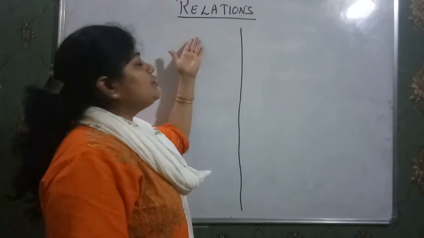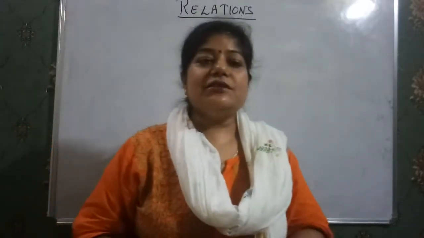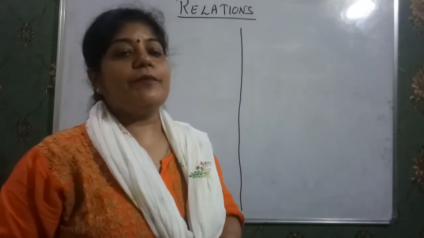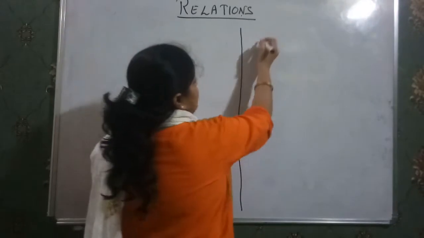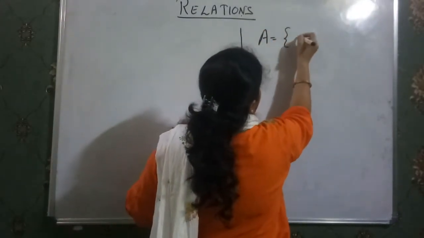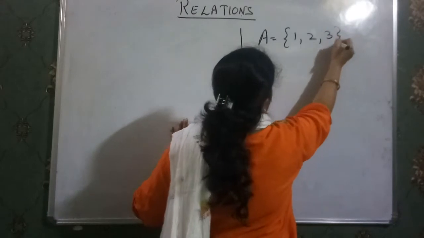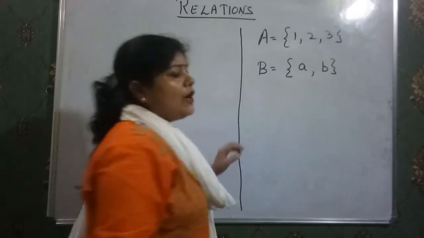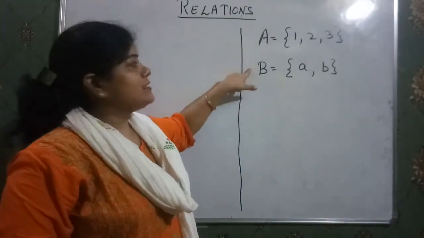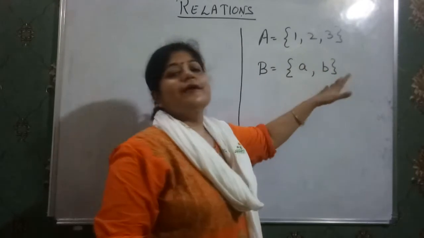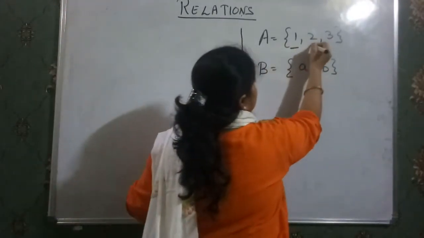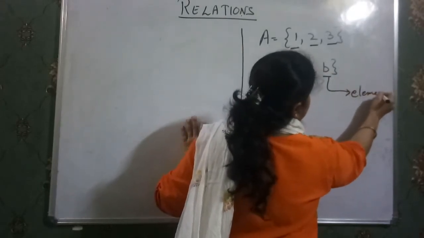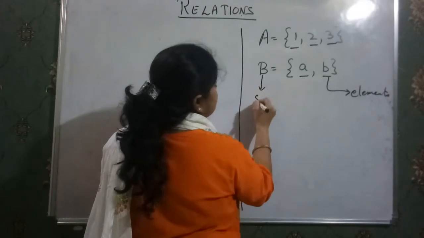Okay, now I am going to tell you about relations. Actually, relations and functions are chapters that are advanced topics of the topic sets. For example, there are two sets, A is equal to {1, 2, 3} and B is equal to {a, b}. Here A and B are the two sets, written in curly brackets, and the digits inside these curly brackets are known as elements.